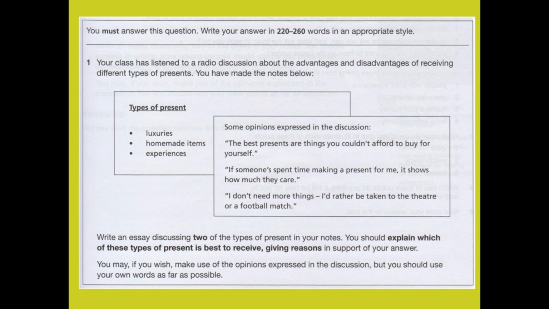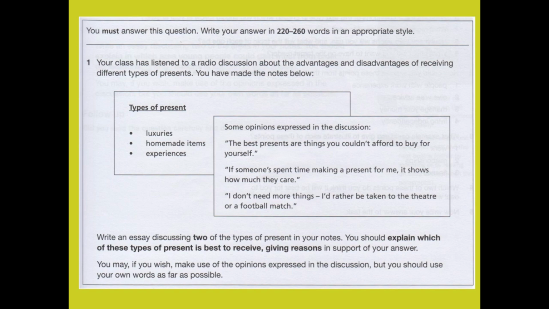Now look at the instructions below. It says, write an essay discussing two, emphasized in bold, two of the types of presents in your notes. You should explain which of these types of presents is the best to receive, giving reasons in support of your answer. And you can see also the bold type there to emphasize its importance. And then it says, you may, if you wish, make use of the opinions expressed in the discussion, but you should use your own words as far as possible. That means don't take two of the opinions given above and copy them word for word into your essay.